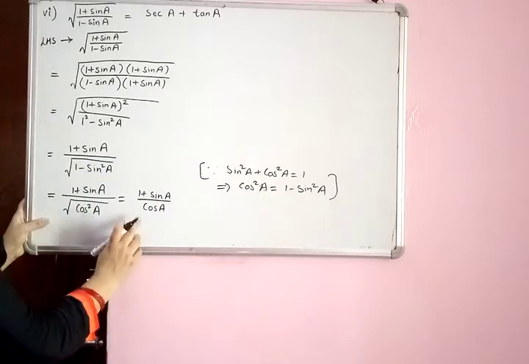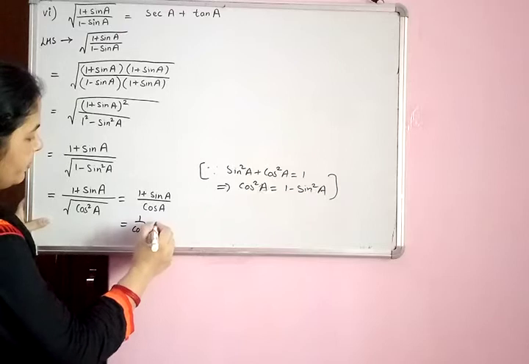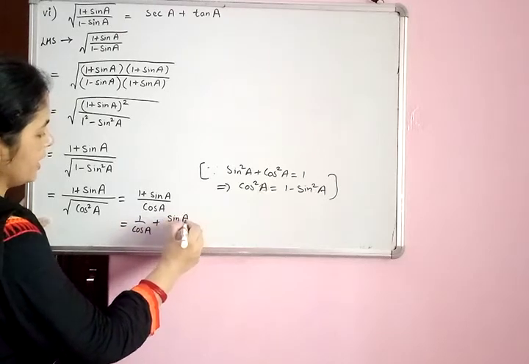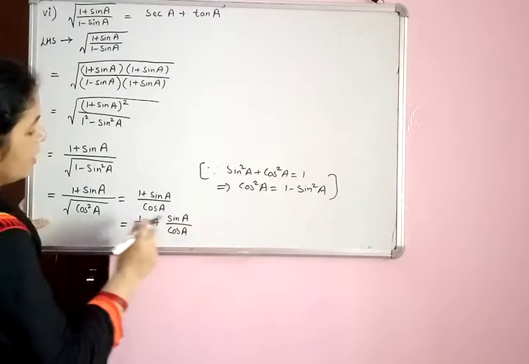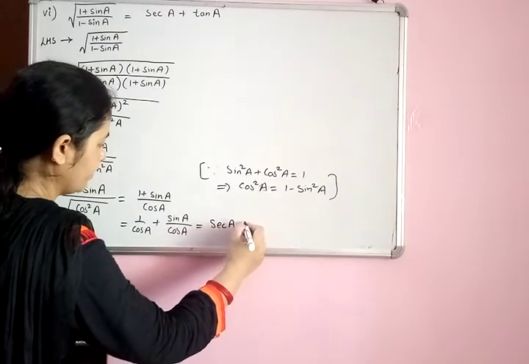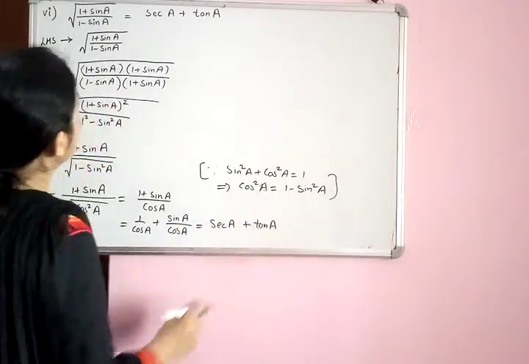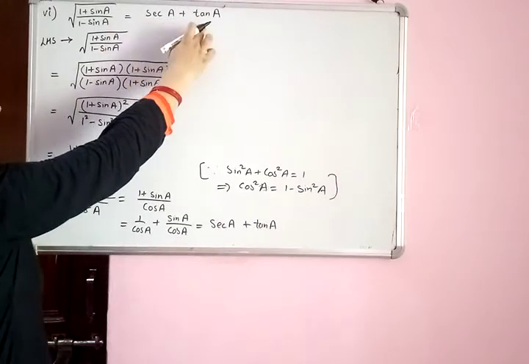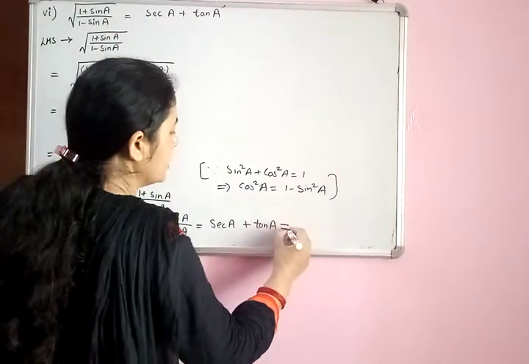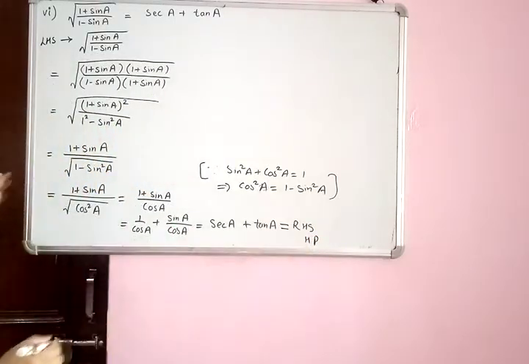Clear? Now split the numerator. We can write it as 1 upon cos a plus sin a upon cos a. 1 upon cos a is sec a by the reciprocal identity, and sin a upon cos a is tan a. So this is equal to sec a plus tan a, which is equal to the right-hand side. So it is equal to the right-hand side, hence proved. How easy it is. Okay, so you can practice this also.